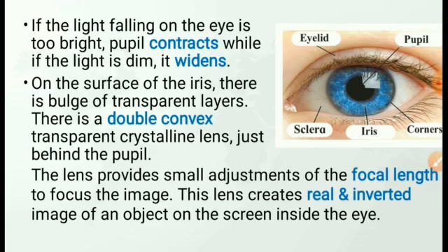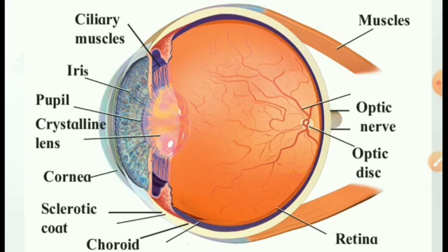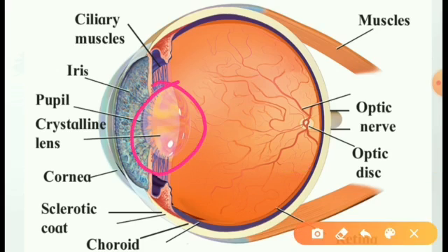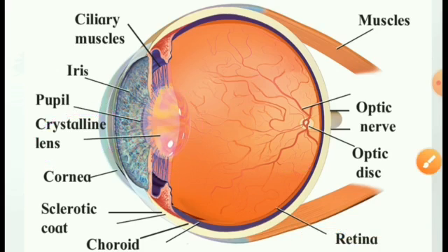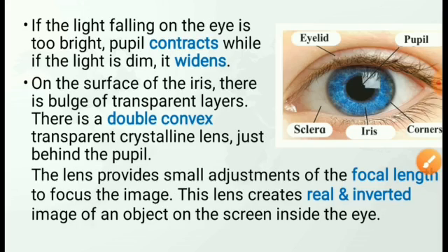If the light falling on the eye is too bright, the pupil contracts, while if the light is dim, it widens. On the surface of the iris, there is a bulge of transparent layers. There is a double convex transparent crystalline lens just behind the pupil. You can see here, this is the transparent crystalline lens. The lens provides small adjustment of the focal length to focus the image.